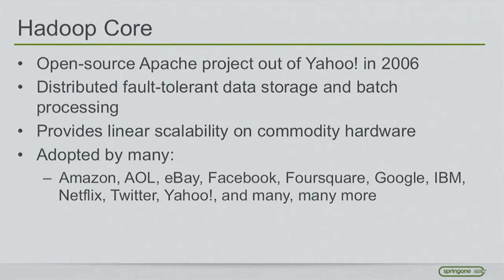The Hadoop core project is an open source Apache project, mostly written in Java. It has some native libraries underneath it. It came out of Yahoo in about 2006, started by Doug Cutting, the Hadoop overlord, I should say. At its core, it is a distributed, fault-tolerant data storage and batch processing system.